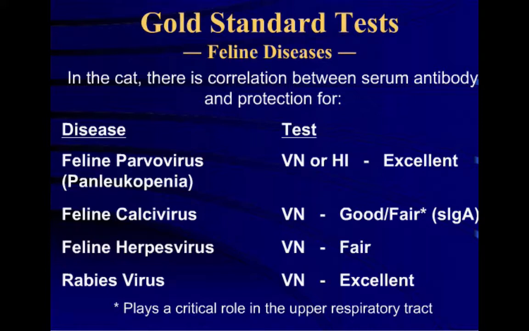Now, herpes viruses in general produce very little antibody, and there is almost no correlation between herpes virus antibody titers and infection with herpes virus in the cat. In fact, cell-mediated immunity does play more of a role in protection against herpes, though not protection against infection. You can never protect against herpes virus infection.